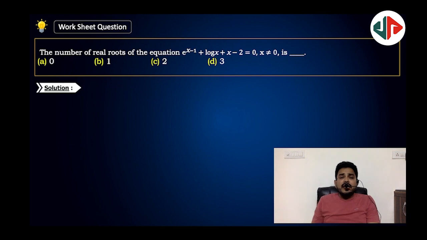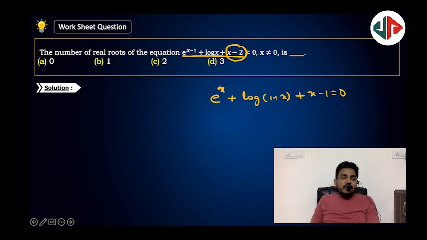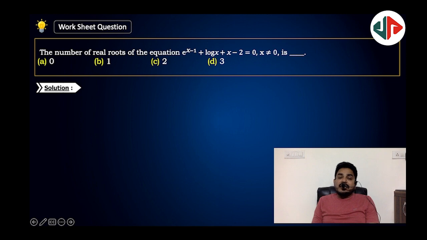The number of real roots of the quadratic equation e power x minus 1. So what I'll do is, for my convenience, I shift the origin to 1. So it is e power x, log of 1 plus x, and oh, here x minus 2 is there. So x minus 1 it is. Or without changing anything, let us go in the same way. So f of x is e power x plus 1 plus log x. So what is f dash of x?